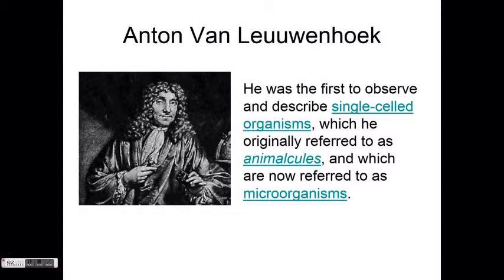The final scientist is Anton van Leeuwenhoek, and he was the first to observe single-celled organisms, which are those organisms that are just made of one cell, like your bacteria, your protists, things like that. And he originally referred to those as, I think, animalcules. Now we call those microorganisms, which is a lot easier to say, by the way. So when you hear about microorganisms, we're talking about those organisms that are made of one single cell.